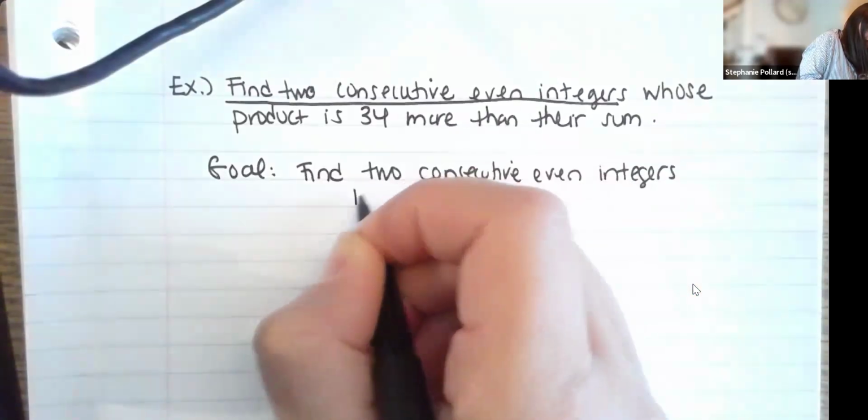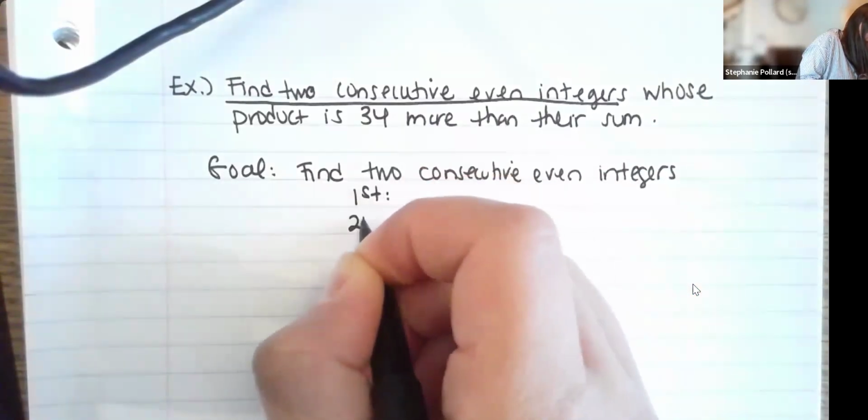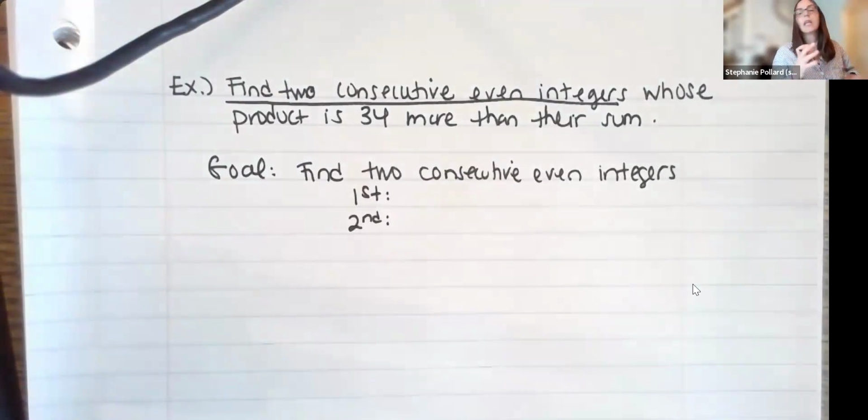So I have my first integer and I have my second integer. So there's two things I'm trying to find. Now let's review a little bit here. First of all, even integers, remember even numbers would be like 0, 2, 4, 6, 8, 10, etc. And consecutive means in order. So for instance, 2 and 4 are two consecutive even integers, or 10 and 12 are two consecutive even integers. Like 10 and 20 are both even, but they're not consecutive. They're not right next to each other. So when we say consecutive, we mean in order.